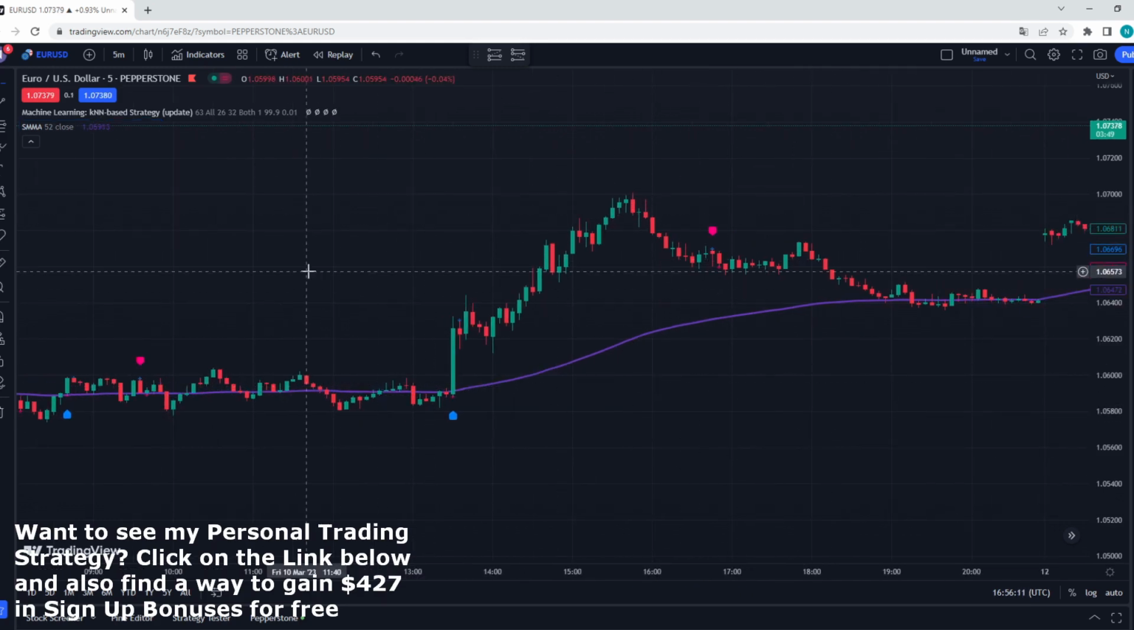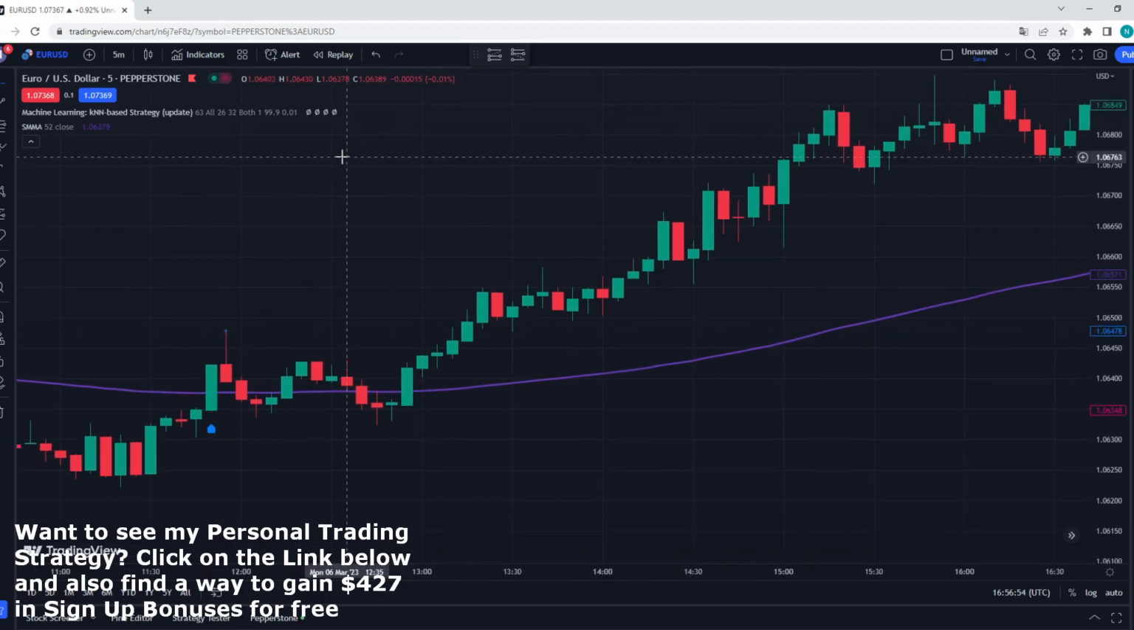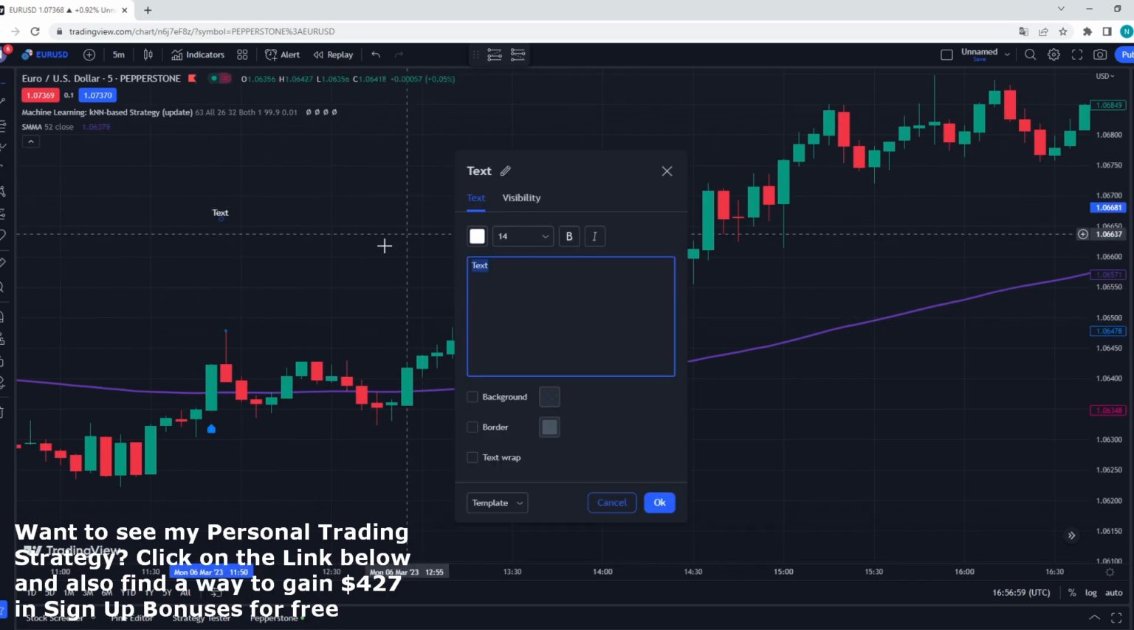With these two indicators, you are already good to go and ready to trade. Let's take a look now at our trading rules. So let's start, as always, with the trading rules for a long trade. For a long trade, we want a candle that is closing above our moving average, so a candle closing above our SMMA, our smoothed moving average.